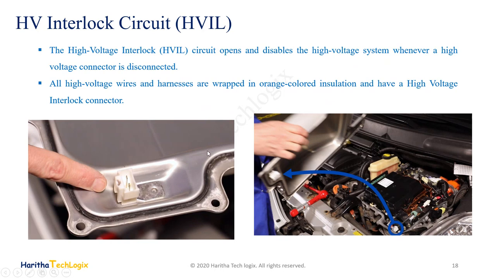While removing the cover, the high voltage interlock loop also gets disconnected. You can see this picture. This high voltage interlock loop disconnection signals the controller, and thereby the whole high voltage system will get disconnected immediately. Thus, the electric vehicles are designed and manufactured to work more and more safely in all aspects.